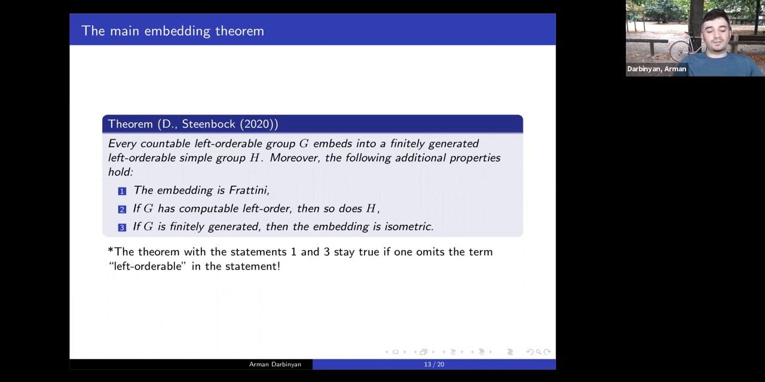So this means that since there might be uncountable number of left orders on the group G, it might be that some of the left orders are computable and some of them are not computable. So that's why the more precise statement would be that G has a computable left order, meaning that not necessarily all of the left orders are computable. So if G has these properties, so does H. And the third property that we consider is in the spirit of the theorem of Wrightson that says that if G is finitely generated, then the embedding is isometric.